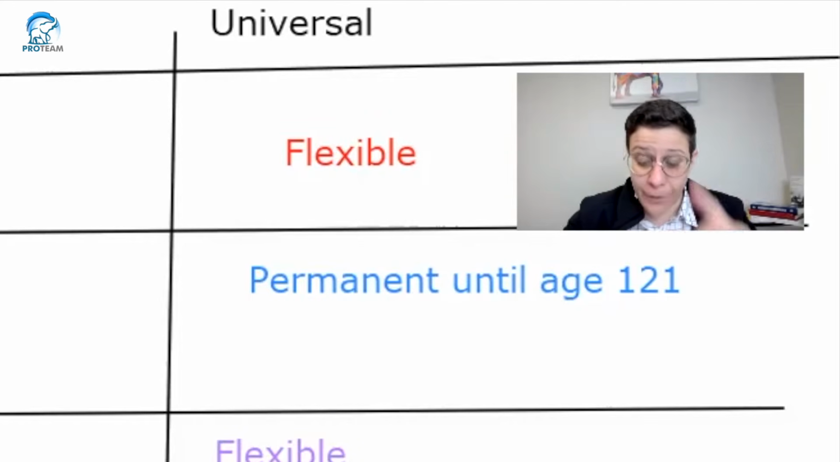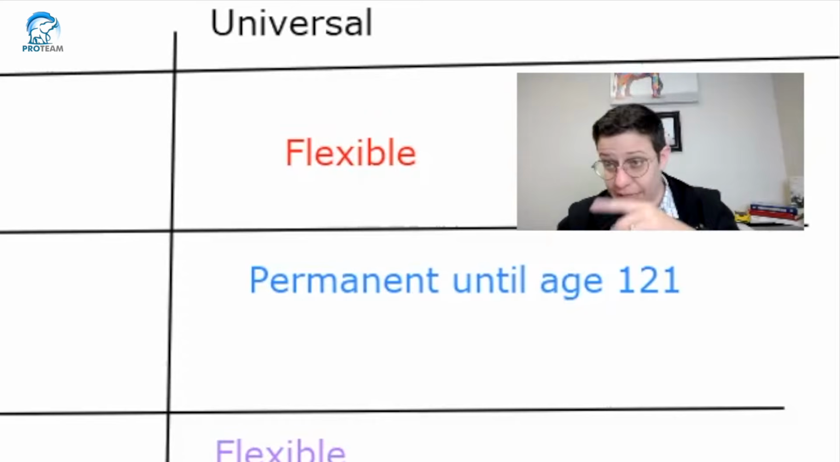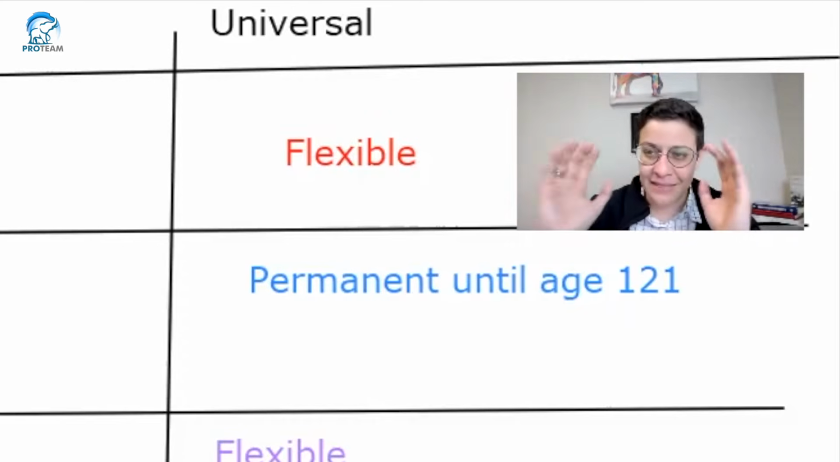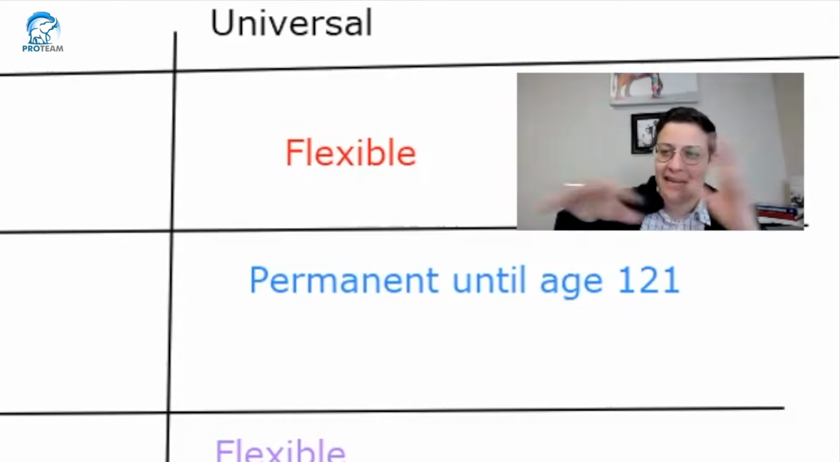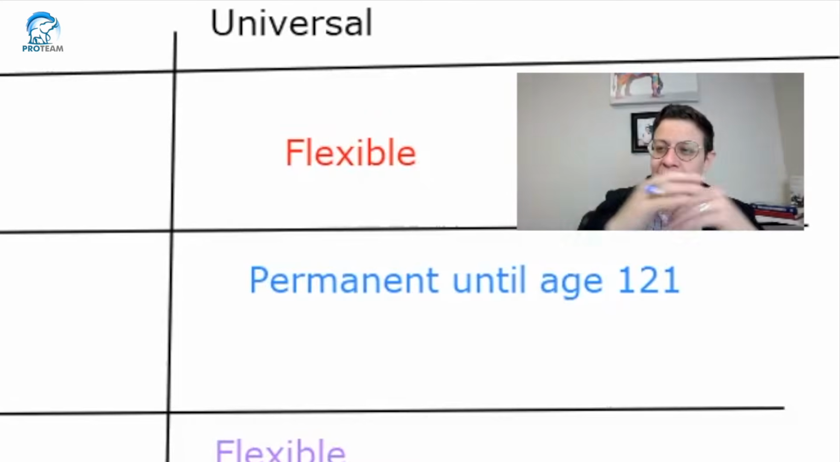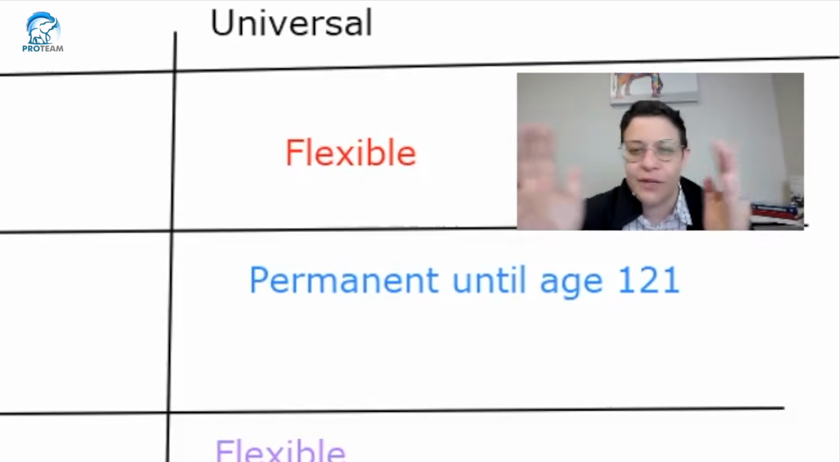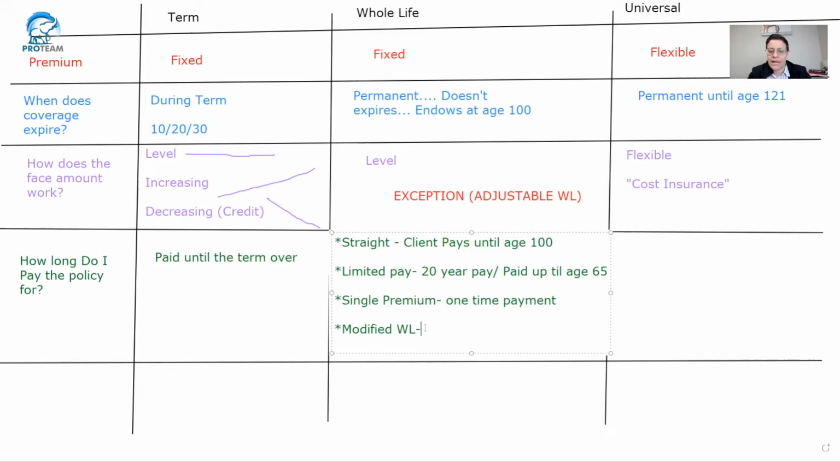Awesome. So modified whole life was the thing that Franny was talking about. Make this one highlighted, like all kinds of bright little colors or whatever, because sometimes people get confused. Don't get confused, okay? Modified whole life, the premium goes up once. So the premium gets modified. It's not constant, it's not adjustable. The premium gets modified once, okay? And it's usually after 5 years.